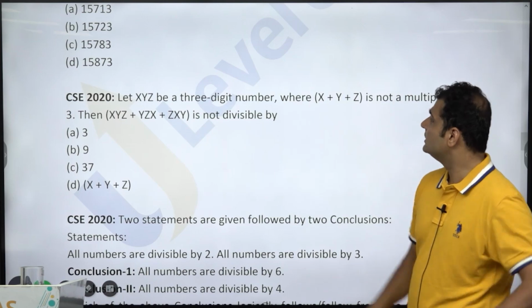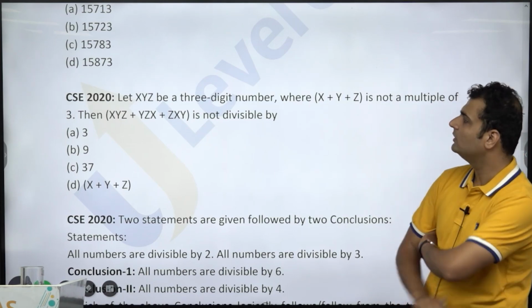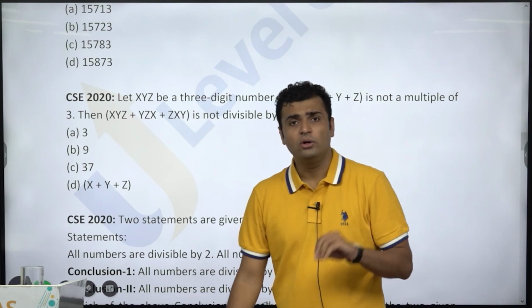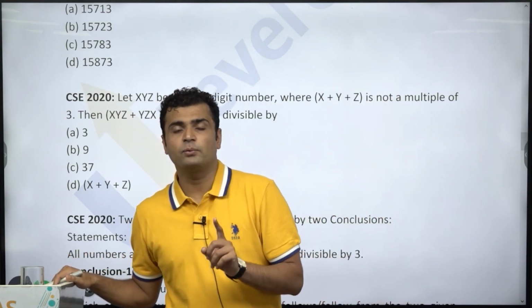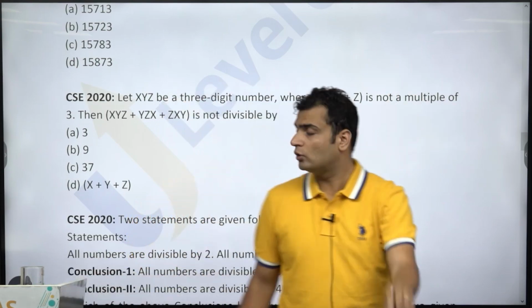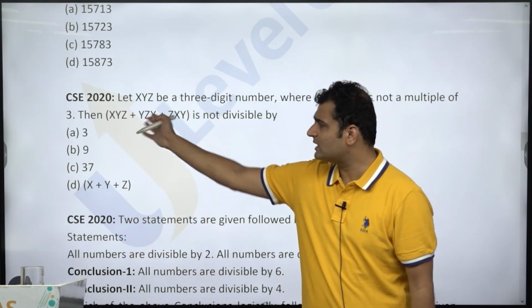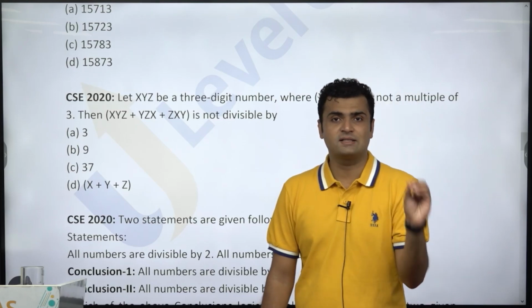Now xyz is a 3-digit number where x plus y plus z is not a multiple of 3. Then this is not divisible by... देखो xy, xyz, xy वगैरह हमने कब लिया था. In this kind of questions you should immediately think about place values and this is your homework.